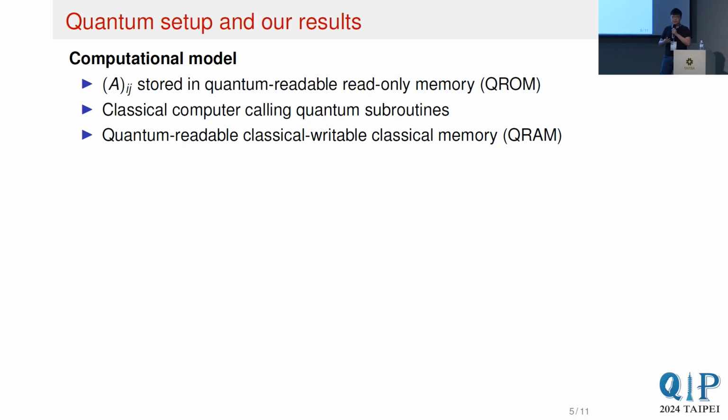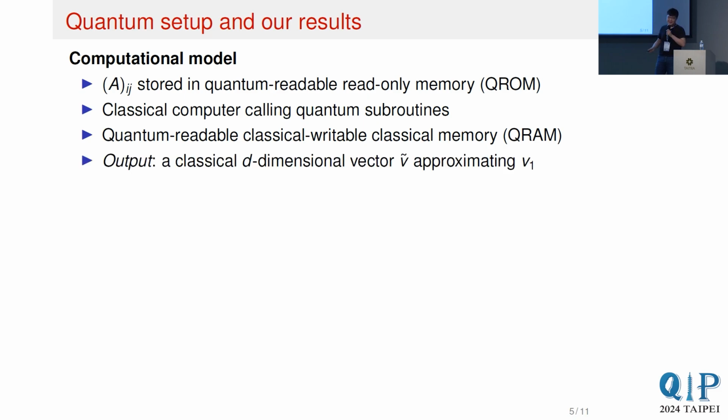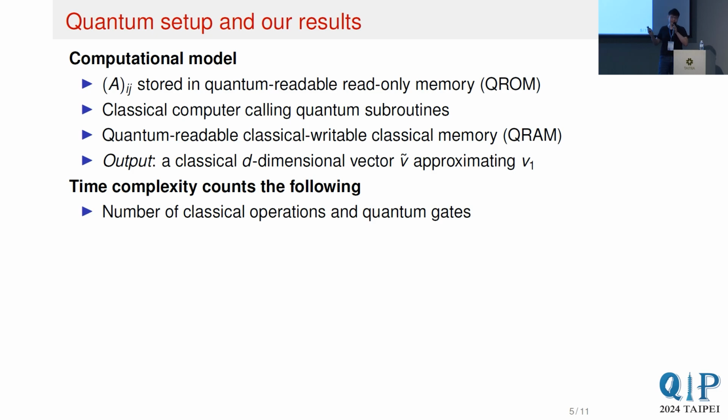And we also assume we are allowed to use quantum readable classical writable classical memory, QRAM or QCRAM. I know some people might be suspicious about this assumption, but because I am a theorist, I am fine with it anyway. And at the end, instead of outputting a quantum state, we would like to output a d-dimensional vector classically, which approximates the top eigenvector. Our time complexity counts the number of classical operations, the quantum gates, and also the number of queries to QROM and QRAM.